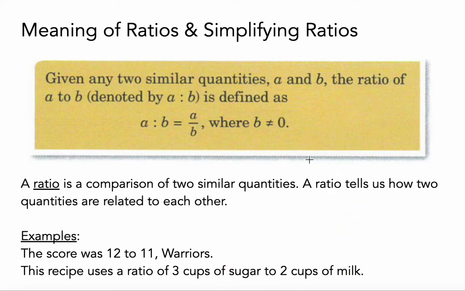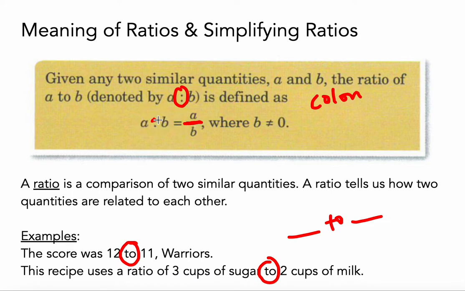The key word that you see in both is the word to, because we want to know how they're related to each other. So that's how you would talk about it with words. You say whatever amount to whatever, right? Mathematically, we're going to use the colon, which is these two dots, or we can use the fraction bar. So we either use the two dots or the fraction bar. So in math, we signify a ratio by using the colon or fraction bar.